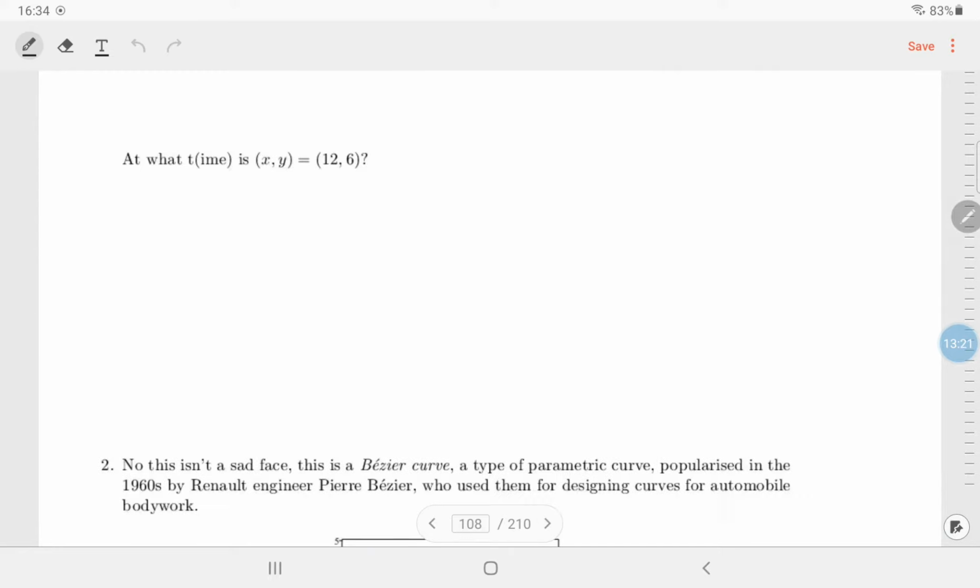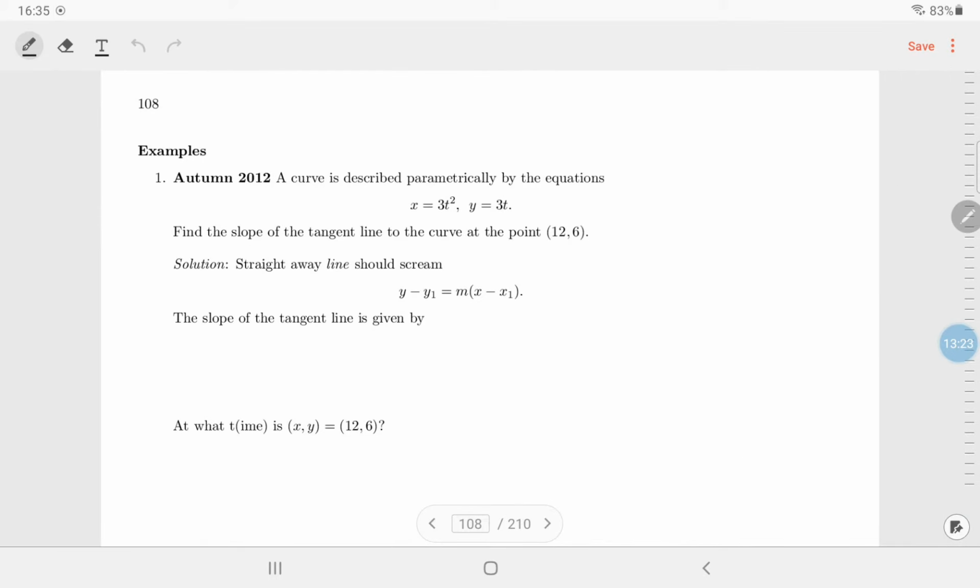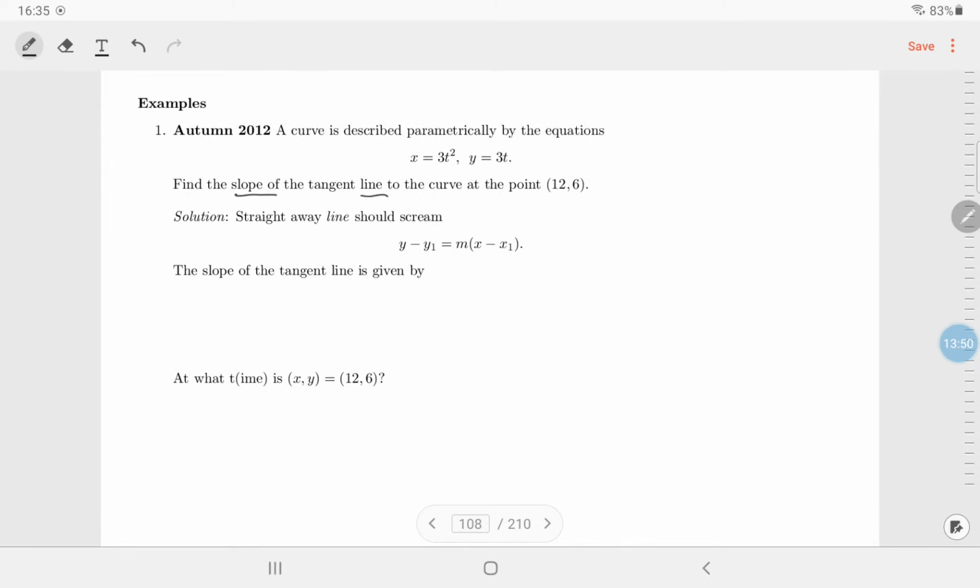Okay. So let's start doing some examples. Okay. So a curve is described parametrically by these equations. So this is the x coordinate in terms of t and the y coordinate in terms of t. Find the slope of the tangent line to the curve at this point. Now it's going on about this y minus y1, but I don't think you actually need that because it's just looking for the slope. So the slope of the tangent line is just the m, and the m is dy/dx. So we got m is equal to dy/dx.